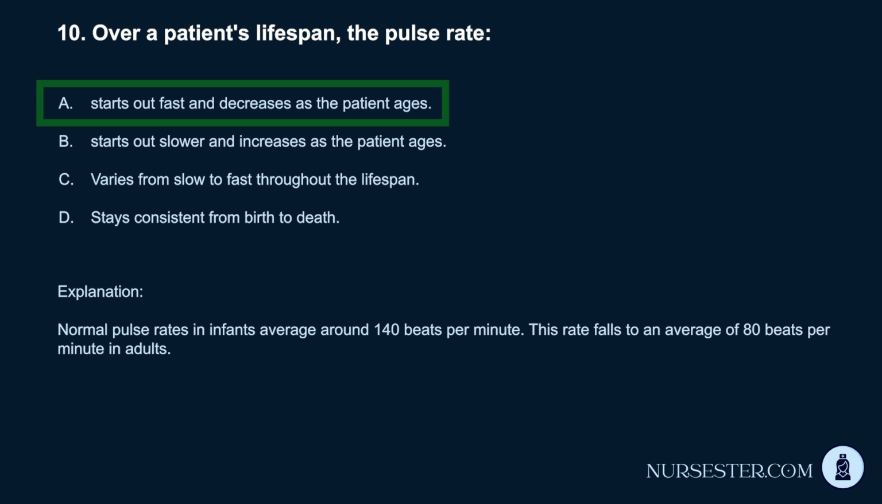Normal pulse rates in infants average around 140 beats per minute. This rate falls to an average of 80 beats per minute in adults.